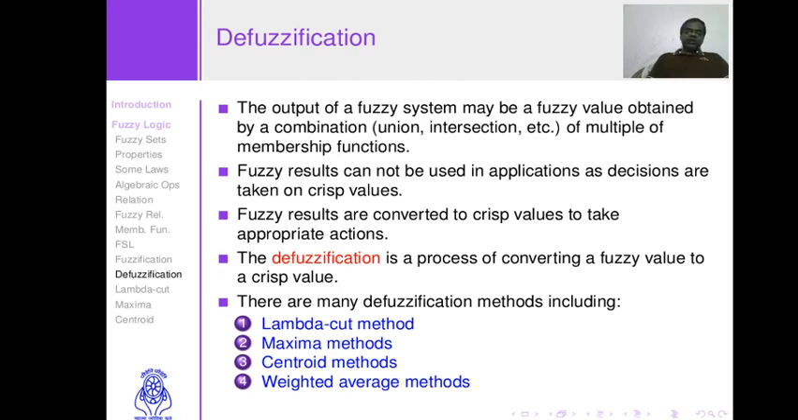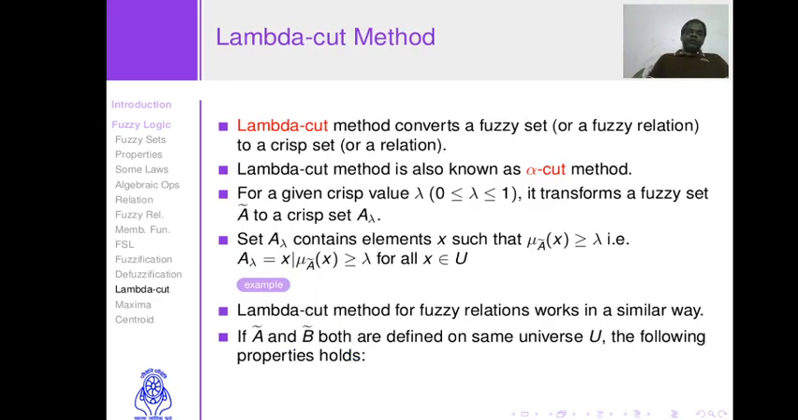There are many methods for performing defuzzification, like the lambda cut method, maxima methods, centroid methods, and weighted average methods. We will discuss these methods one by one. So we start with the lambda cut method.